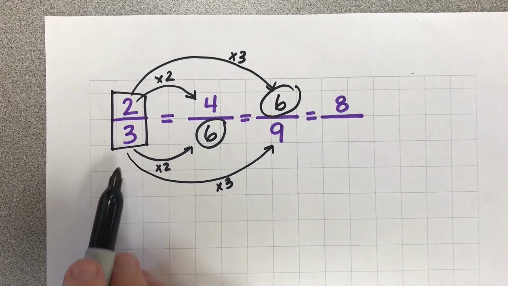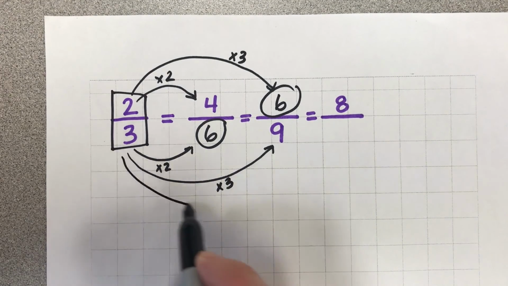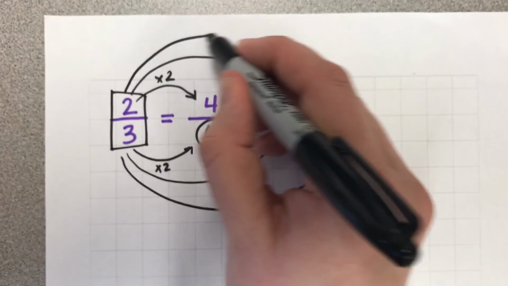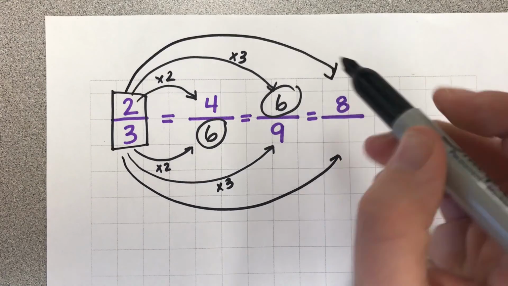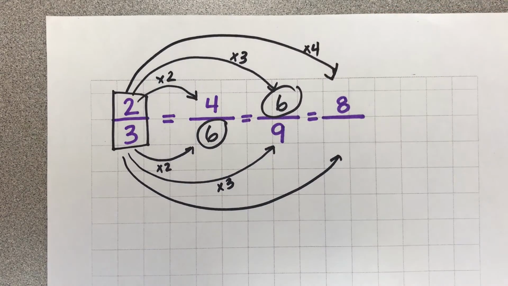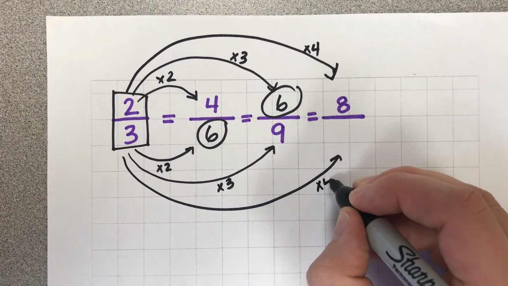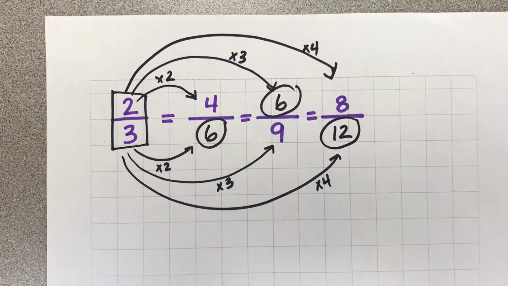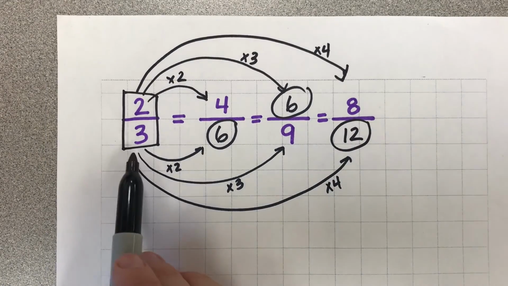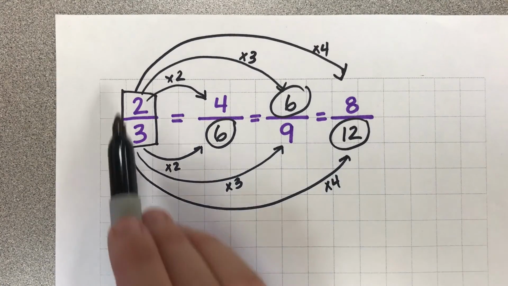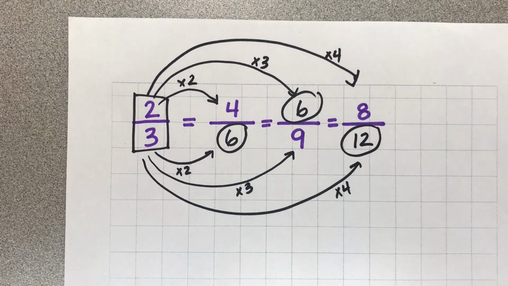And now to find the last one, again, we go back to our base fraction. That's our empty space. 2 times what gives us 8? Well, that would be 4. So then we have to do the same thing down here on the bottom. 3 times 4 is 12. So 12 would be the missing number. So basically, you just always make sure you go back to that base fraction in order to multiply to get your numerator and denominator. All right, so I hope this was helpful for you.